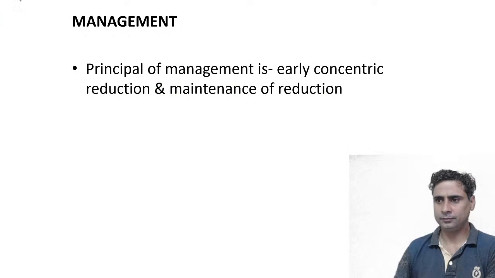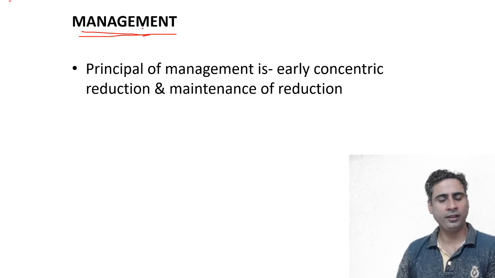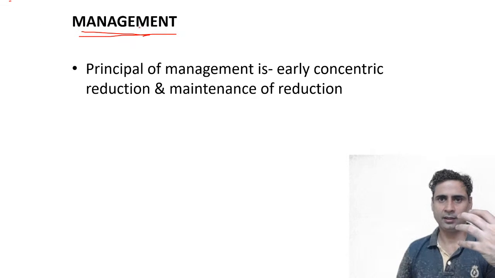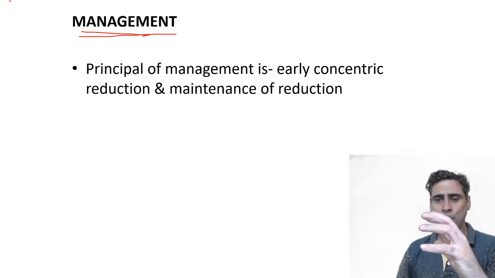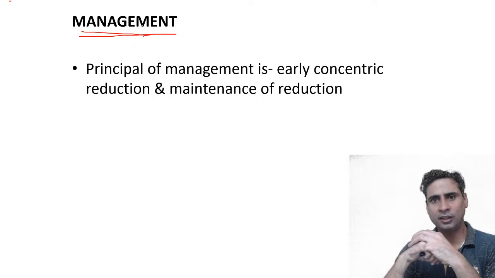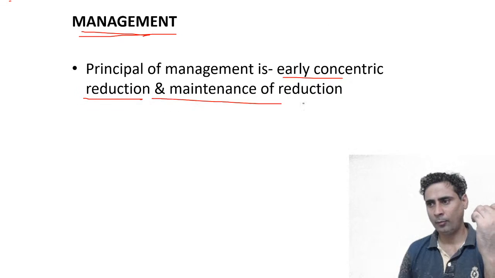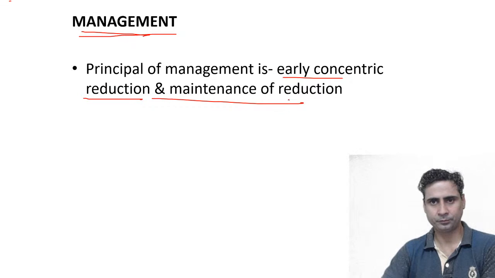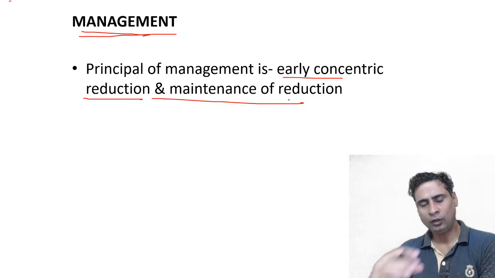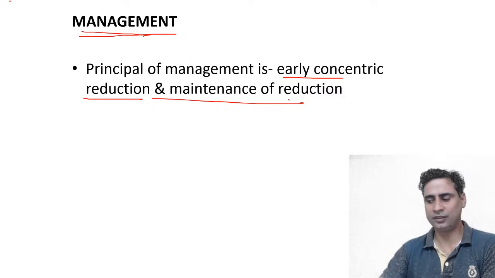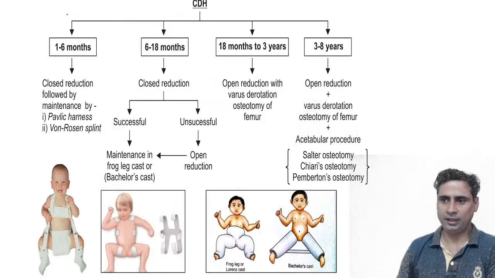Now management. In all dislocations, whether traumatic or congenital, the primary basic principle to treat is the same: reduce the joint concentrically inside the joint cavity. So here, early concentric reduction of the femoral head in the acetabulum and then maintenance of that reduction. And the method of reduction will depend on the age of the child. So here are various age groups.